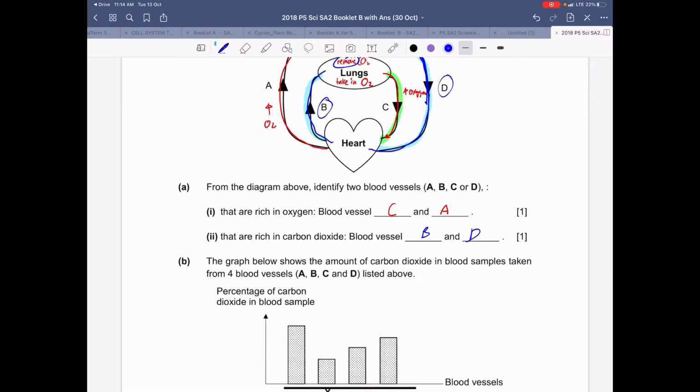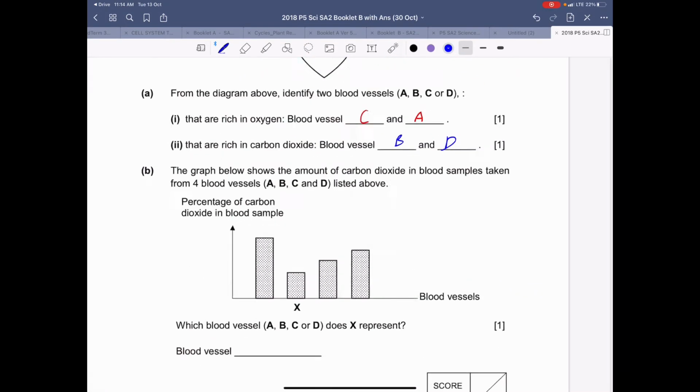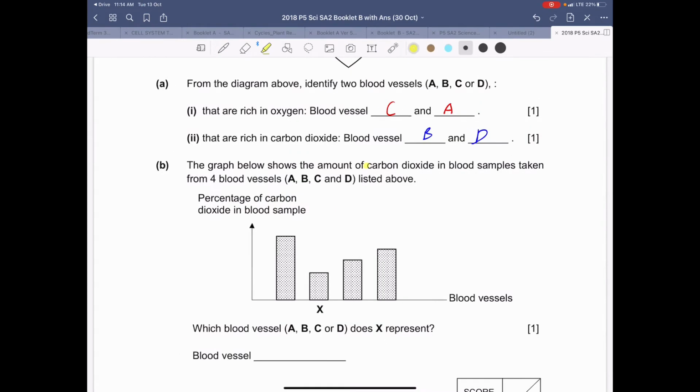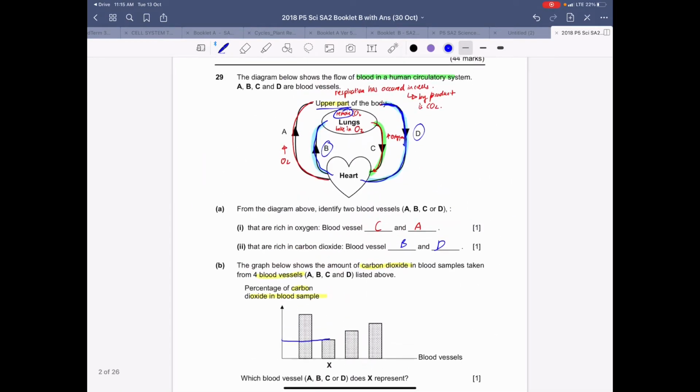now moving on. The graph below shows the amount of carbon dioxide in the samples taken from 4 blood vessels, A, B, C, and D listed above. Percentage of carbon dioxide in sample. Which blood vessel A, B, or C does X represent? If you take a look at it, it is the lowest, compared to all the blood found in these 4 blood vessels. So which one has the lowest? Obviously, it has to be C.